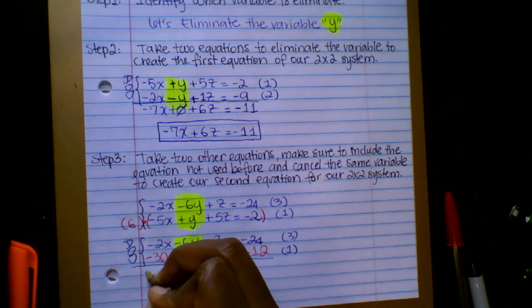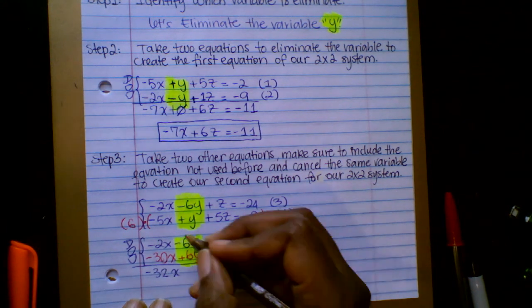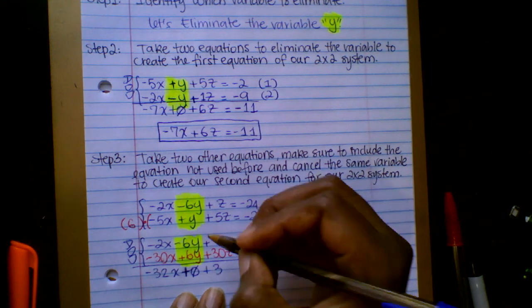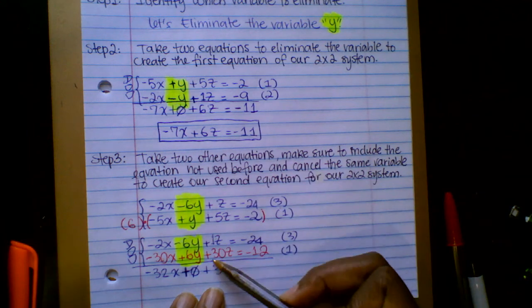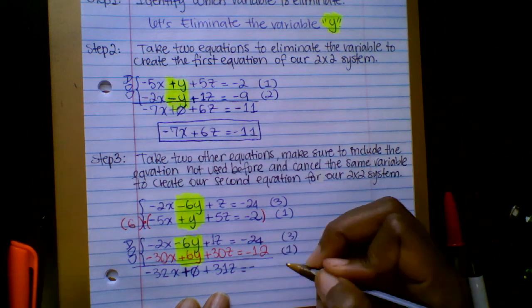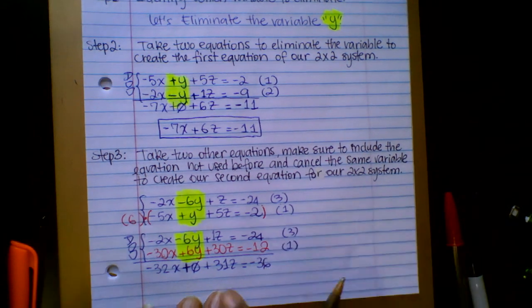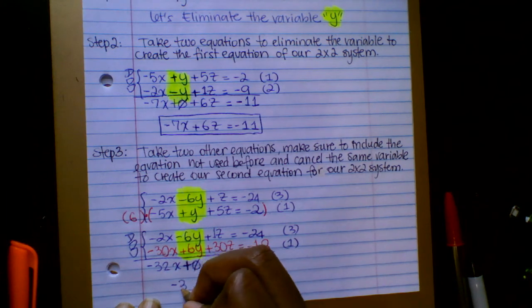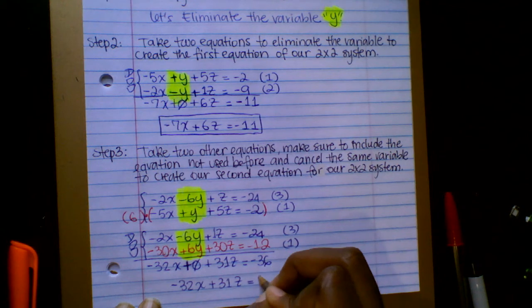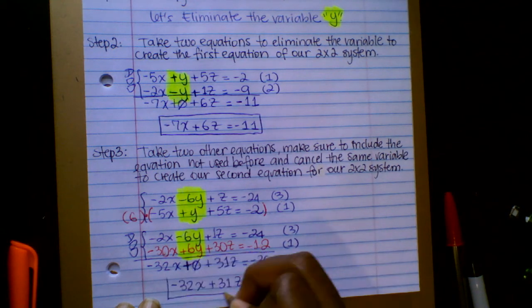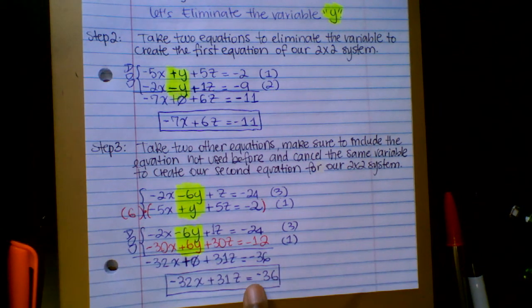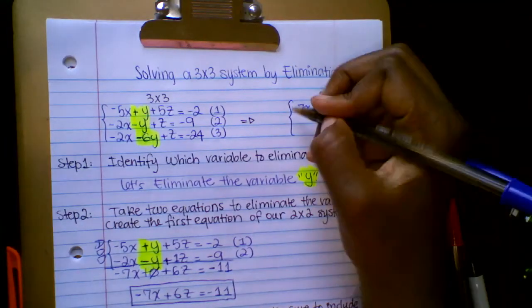When I add vertically, I end up with negative 2x plus 0y. They cancel. Remember, there's a 1 in front of the z, so 1z plus 30z add up to 31z equal to negative 36. So the second equation is going to be negative 32x plus 31z equal to negative 36. So we found the second equation for our 2x2 system that I'm going to write right here again.